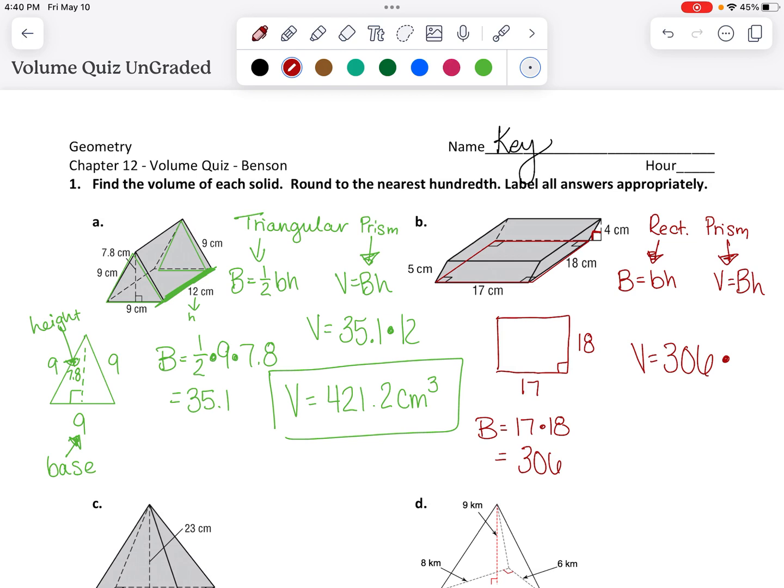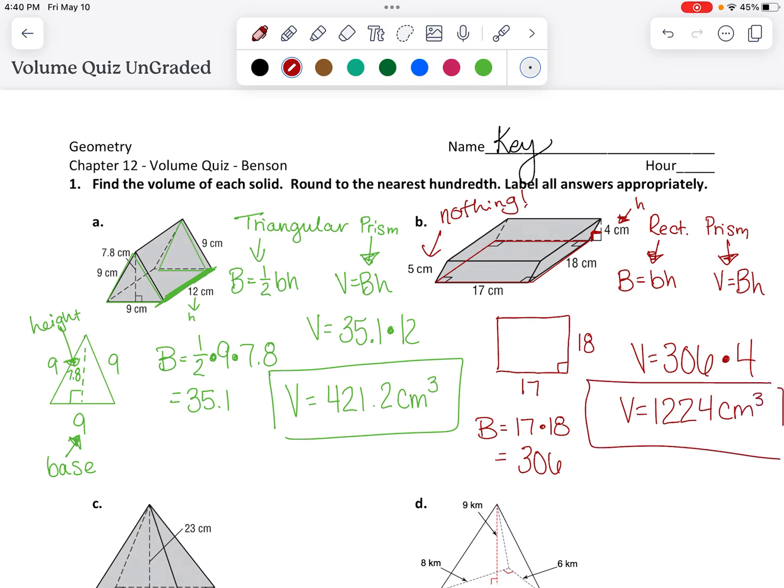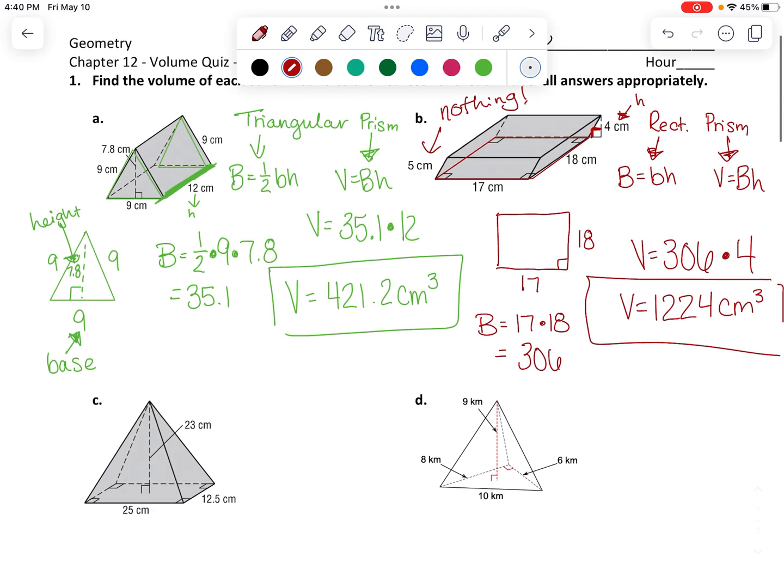Now the height of the prism needs to go perpendicular to the bases. Remember me pointing out the right angle earlier? That's because that needs to be the height. The 5 is there to throw you off. This is nothing. So 306 times 4 is 1,224. And it's volume, so centimeters cubed.